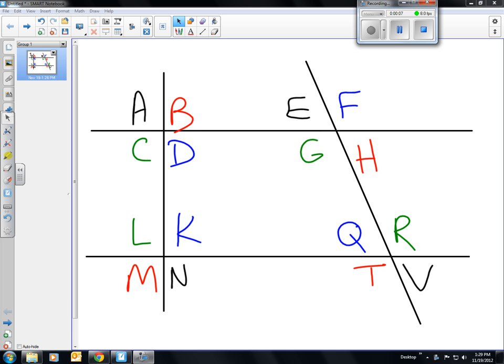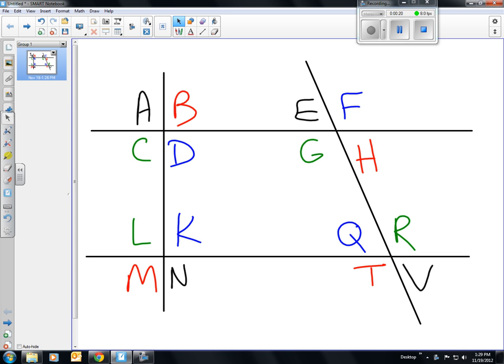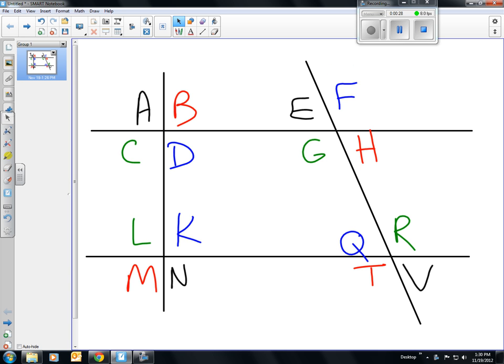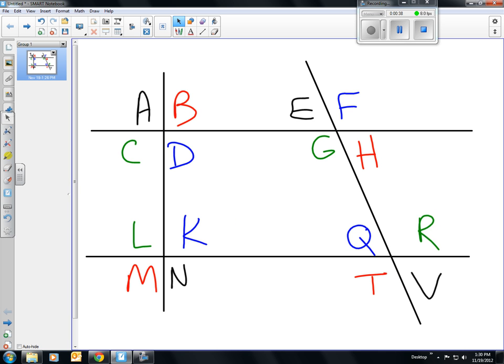Problem number 1 says name 3 pairs of corresponding angles in the diagram. And here you could name the angles B, F was one pair. Another pair would be E, A. Another pair would be C, G. Another pair would be D, H. Another pair would be E, Q. Or FR, or HV, or TG, or LQ, or KR, or TM, or NV.